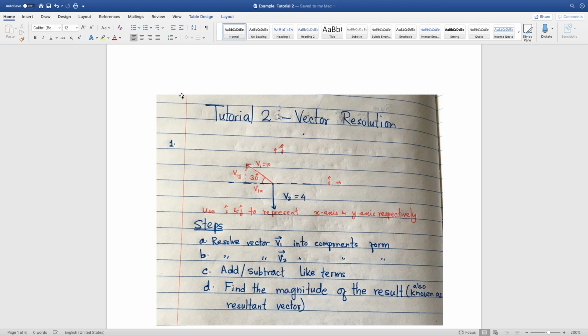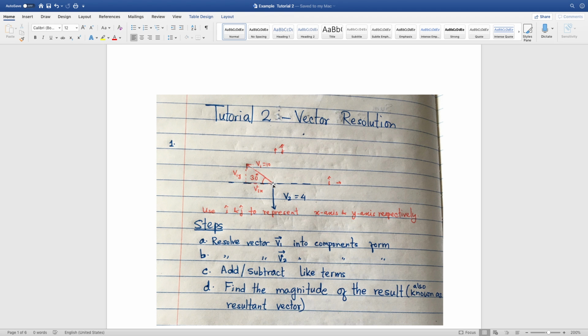So here I am showing you an example for question number 1. And then I'm also going to show you an example for question number 3D. So let's look at this question 1 here. We are given two vectors here.